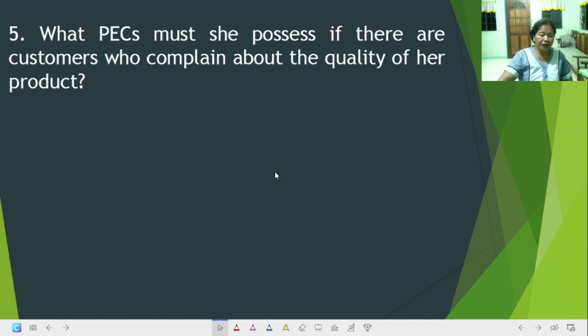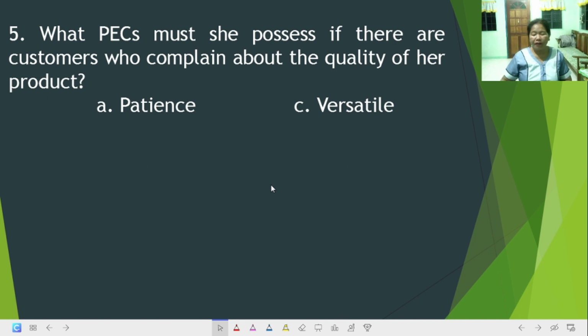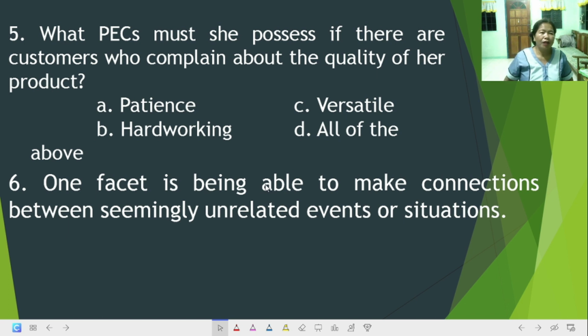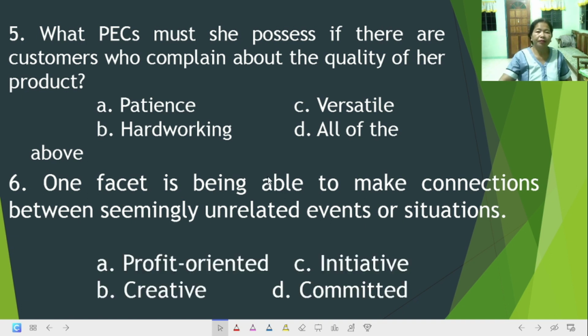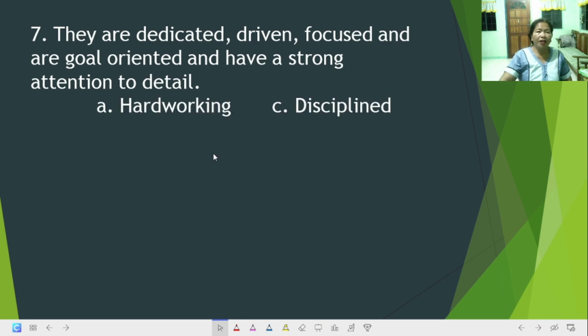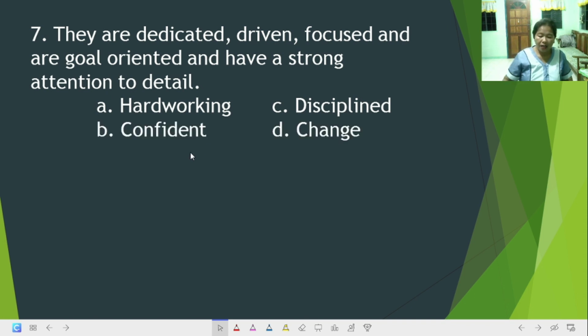The last one, number 5. What PECs must she possess if there are customers who complain about the quality of her product? Letter A, patience. B, hardworking. C, versatile. D, all of the above. Number 6, one facet is being able to make connections between seemingly unrelated events or situations. A, profit-oriented. B, creative. C, initiative. D, committed. Okay, next. They are dedicated, driven, focused, and goal-oriented and have strong attention to detail. A, hardworking. B, confident. C, disciplined. D, change.